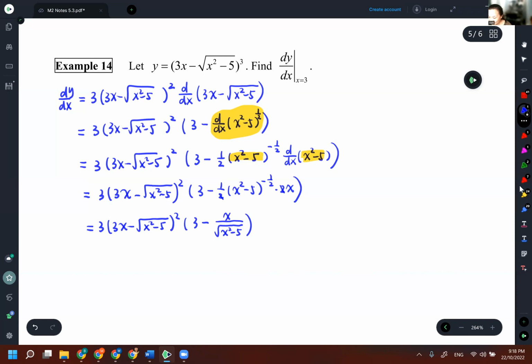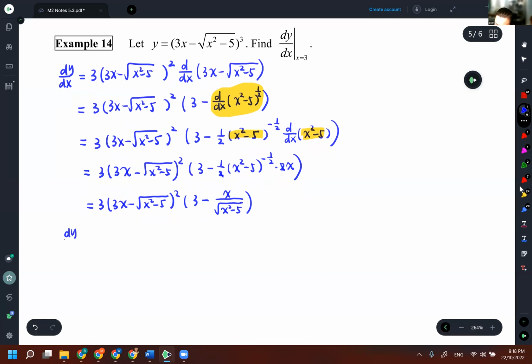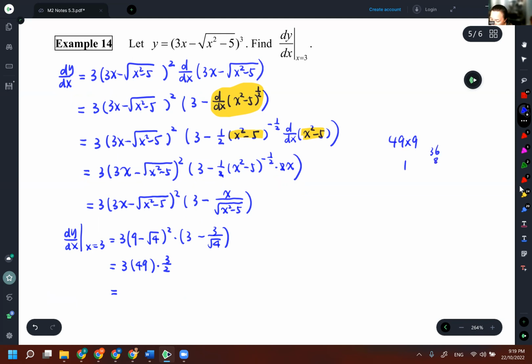Okay. Now, oh, sorry, this is not the answer. dy/dx at x equals 3: 3 times (9 minus √4) squared, times (3 minus 3/√4). This is 3 times 49 and 3/2. So it's 49 times 9, which is 441 divided by 2. The answer. So I guess the simplification here is not so important then. But anyway, you need to try to be as simple as possible when you do the differentiation.